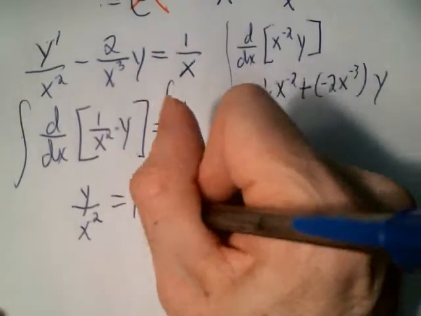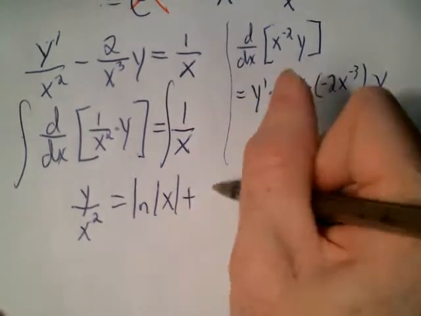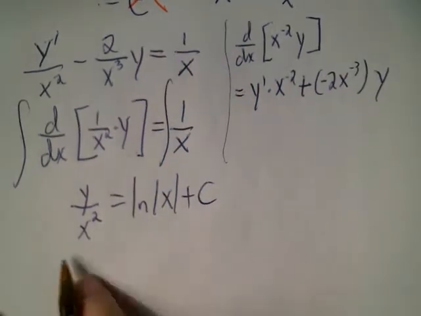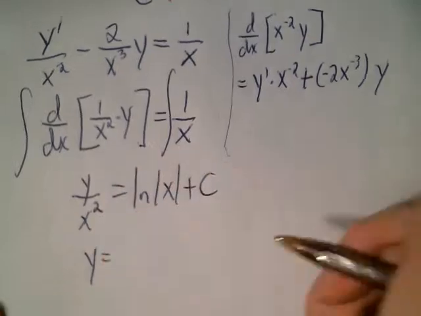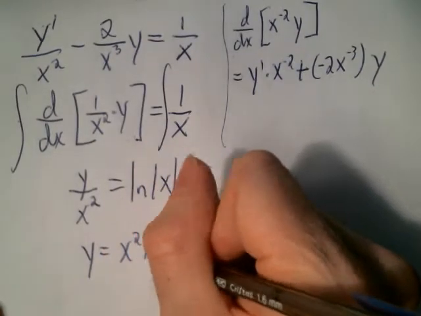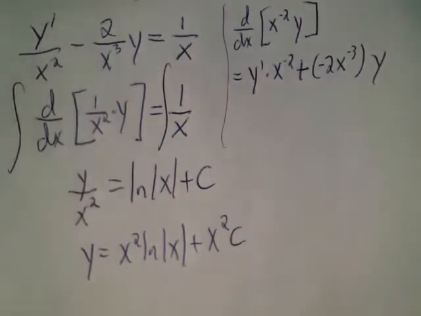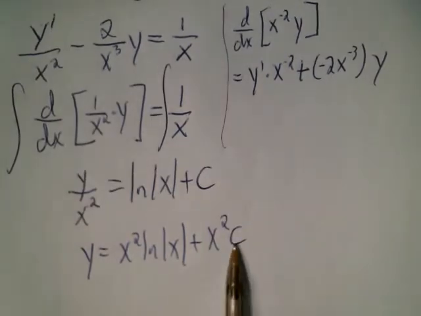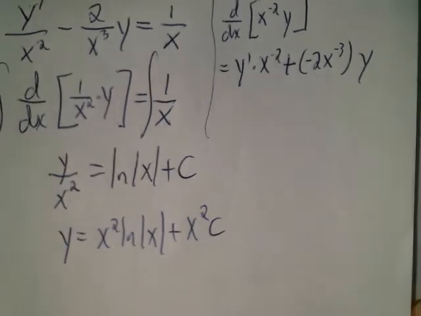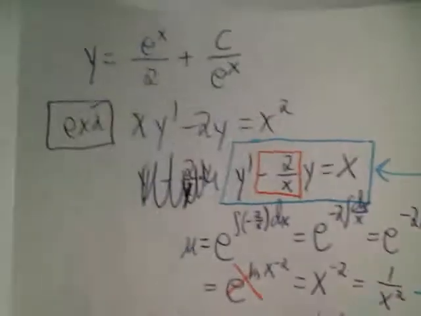On the right-hand side, you get the ln of the absolute value of x plus c, and then multiply through by x squared. So you get y is x squared ln absolute value of x plus x squared times c. And again, the constant of integration will not absorb variables, only other constants. So that's sort of the game here for these kinds of first-order linear differential equations.